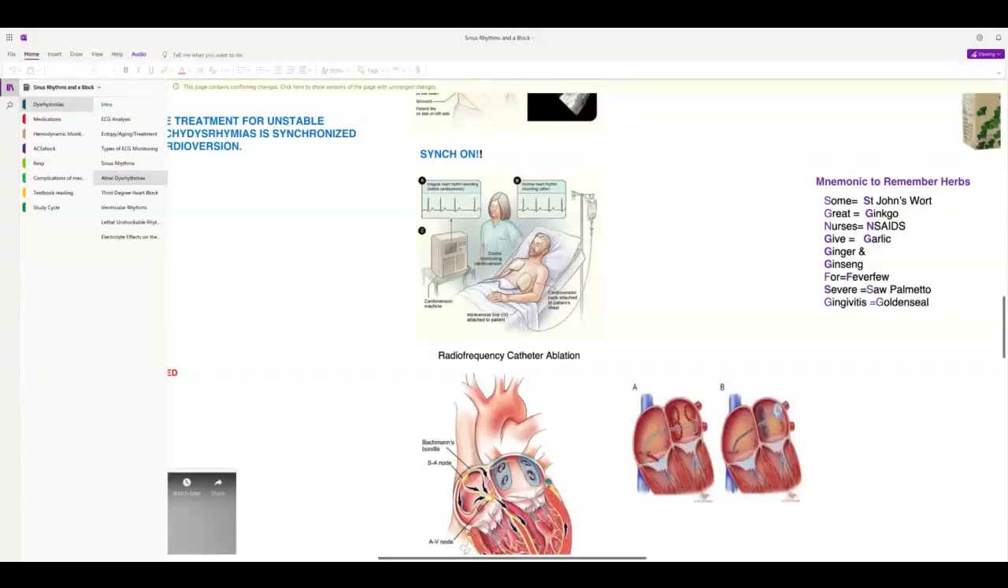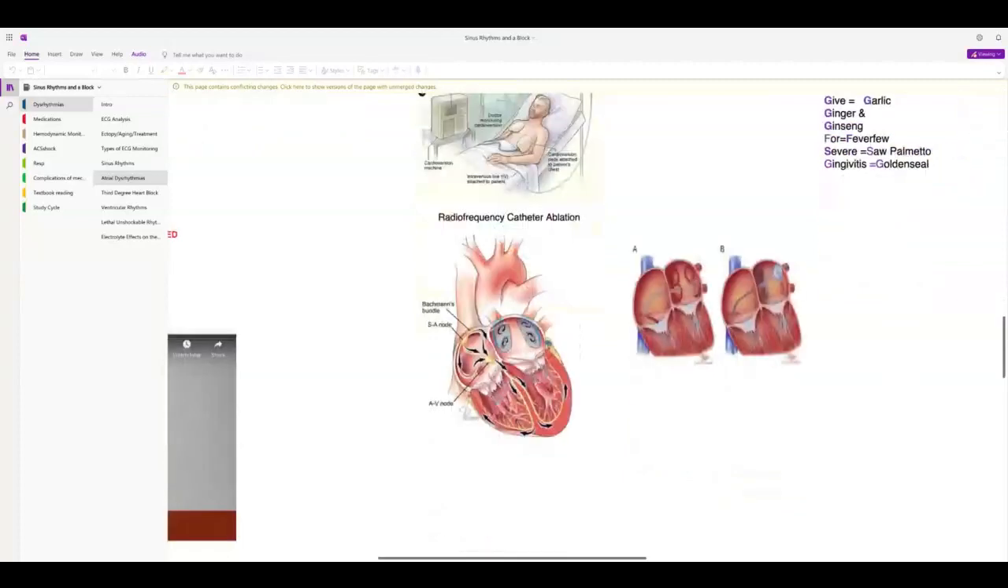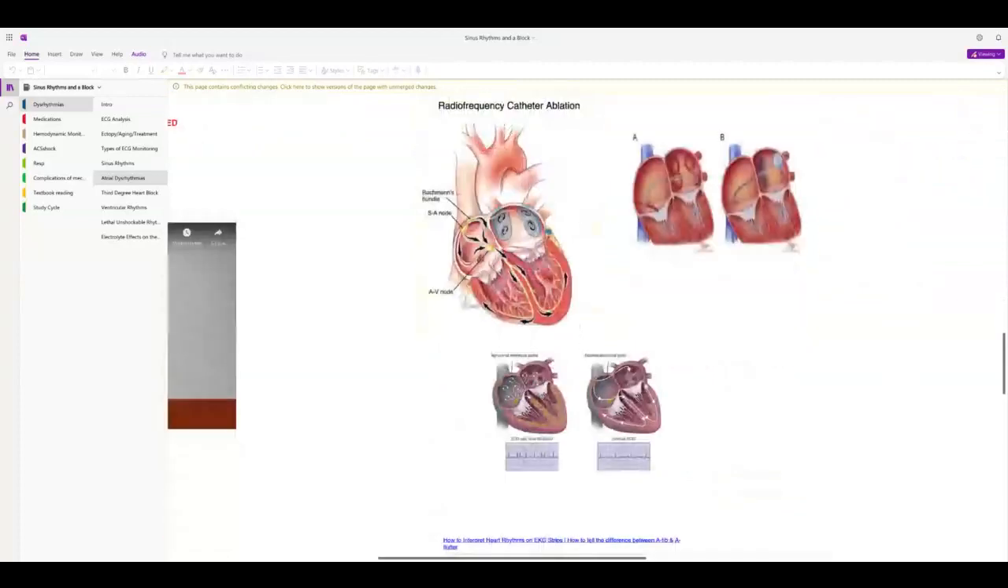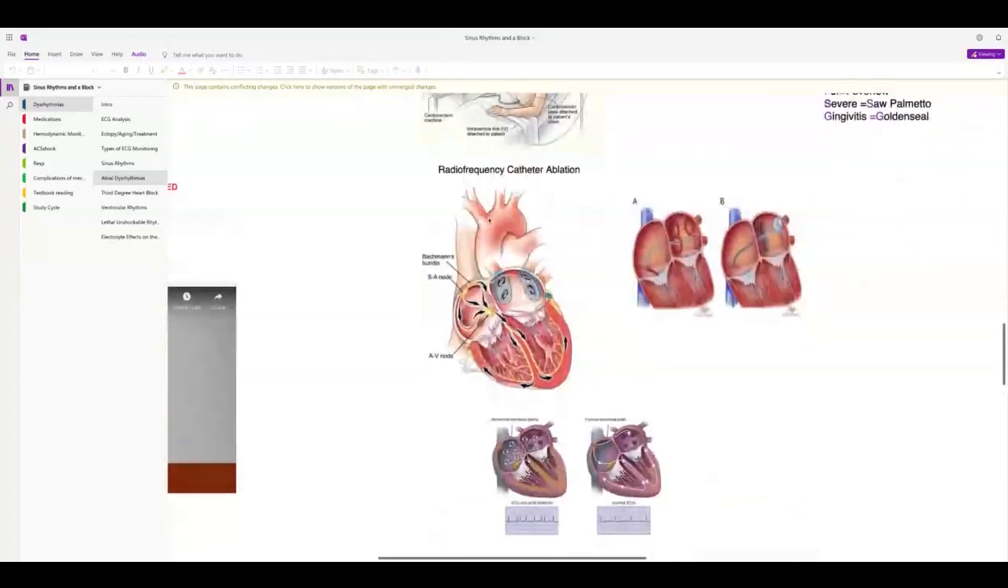So if you're assisting with synchronized cardioversion, and your patient goes into VTAC without a pulse or VFib, you need to turn off the synchronization, and then they need to be defibrillated. That's a key point. Okay. And then the treatment for recurrent AFib, SVT is radio frequency catheter ablation.